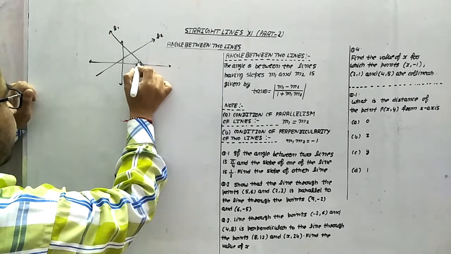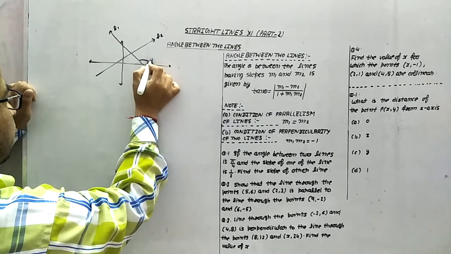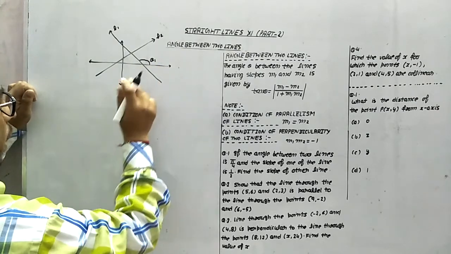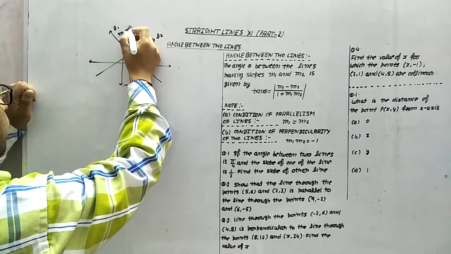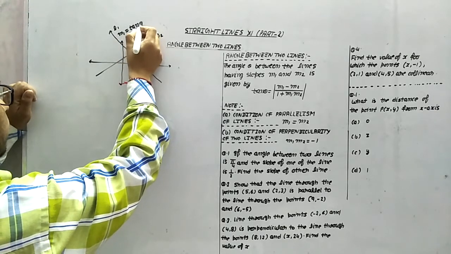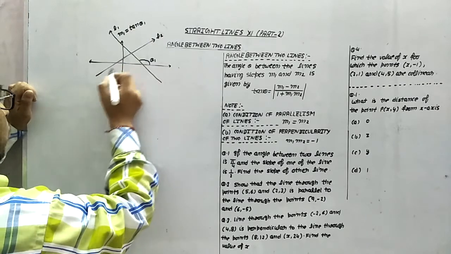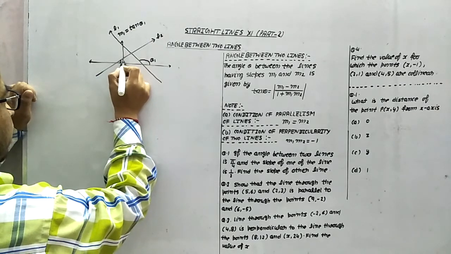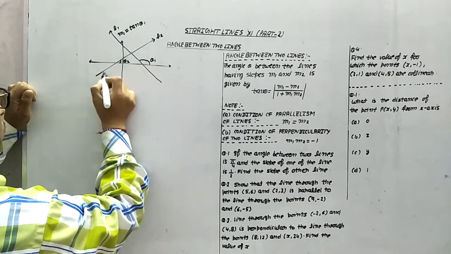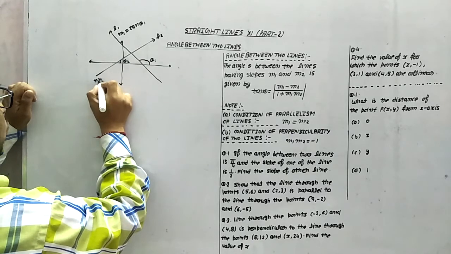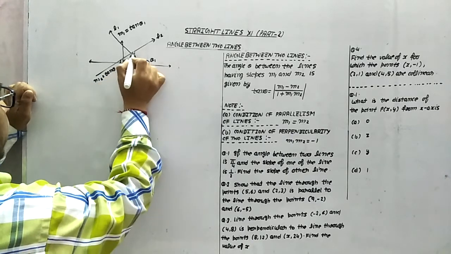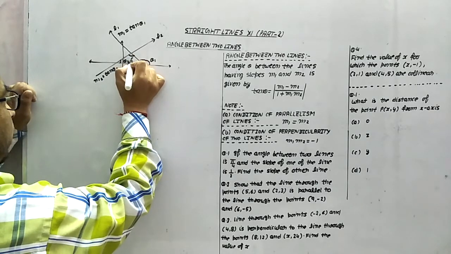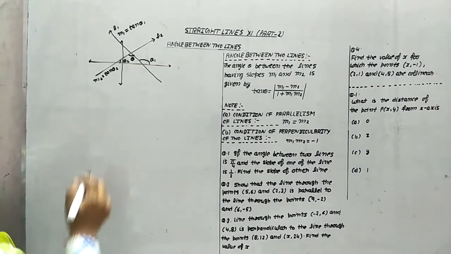Now this L1 line is making an angle theta1 with the positive direction of x-axis. That's why the slope of this one, m1, is equal to tan theta1. And this line L2 is making an angle theta2 with the positive direction of x-axis. Therefore the slope of this one, m2, is equal to tan theta2. And this is the angle between these two lines. Let us suppose this is theta.